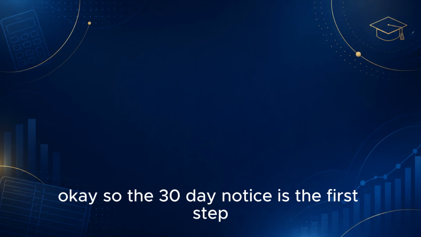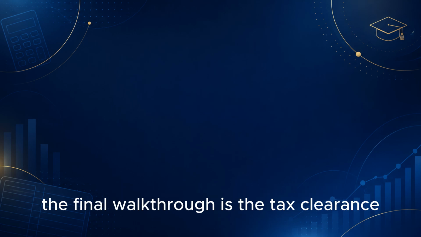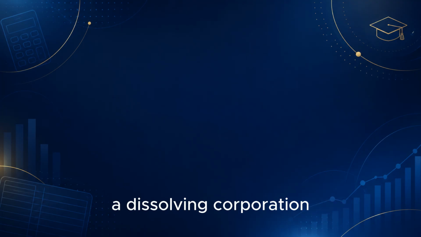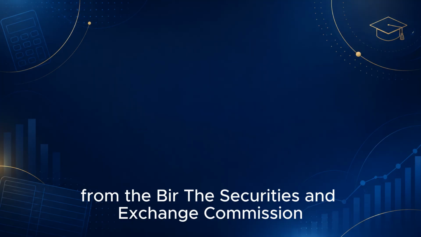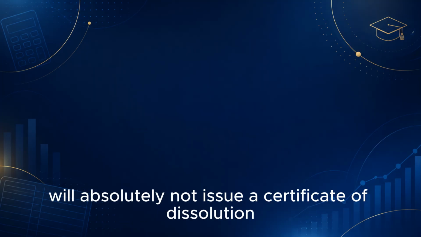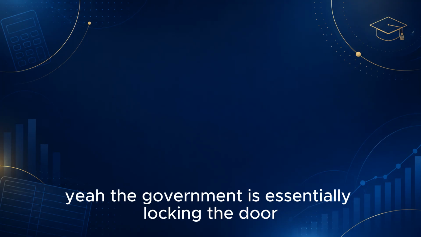Okay, so the 30-day notice is the first step, and what about the final walkthrough? The final walkthrough is the tax clearance. A dissolving corporation must secure a certificate of tax clearance from the BIR. The Securities and Exchange Commission will absolutely not issue a certificate of dissolution without it. So they hold the paperwork hostage? Basically, yeah. The government is essentially locking the door.